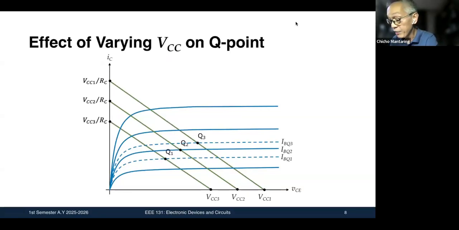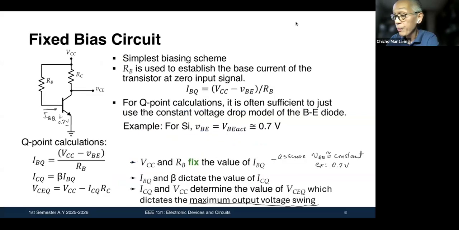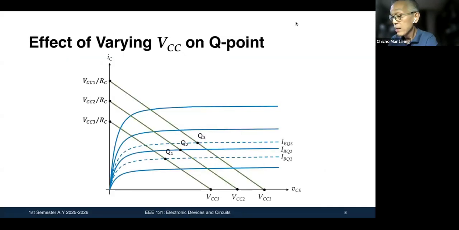What is the effect of varying VCC? Let's go back to our circuit. What's the effect of varying this? If I increase VCC, I obviously will increase the value of IC. So this is the largest value of VCC, the next largest value of VCC, and this is the smallest value of VCC. When this is my VCC, my load line is going to look this way. When this is my VCC, my load line is going to look this way, and so forth.